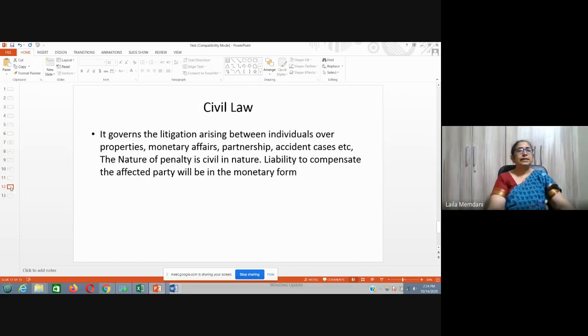Civil law governs the litigation arising between individuals over properties, monetary affairs, accidents, etc. The person who does a civil wrong has not done any crime actually. That's why it comes under the civil law. Maybe there is some property dispute, maybe there is some monetary dispute, and such things. Liability to compensate the affected party is in monetary terms. There is no imprisonment in this case.